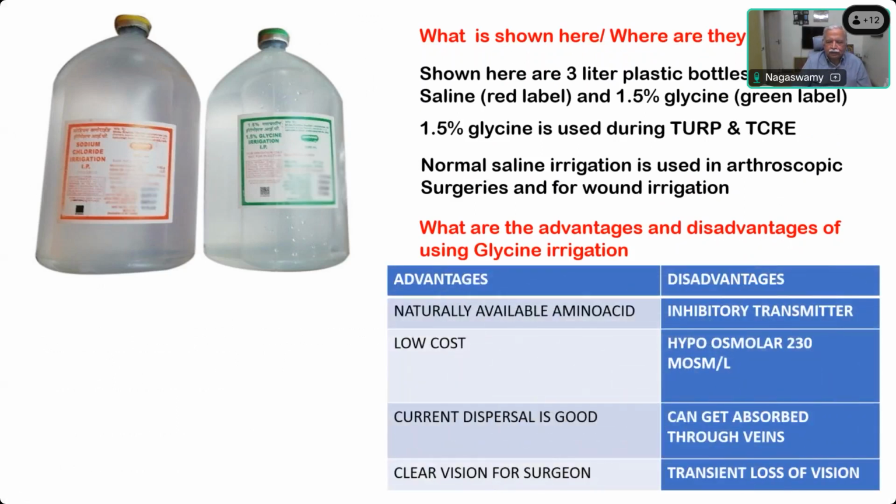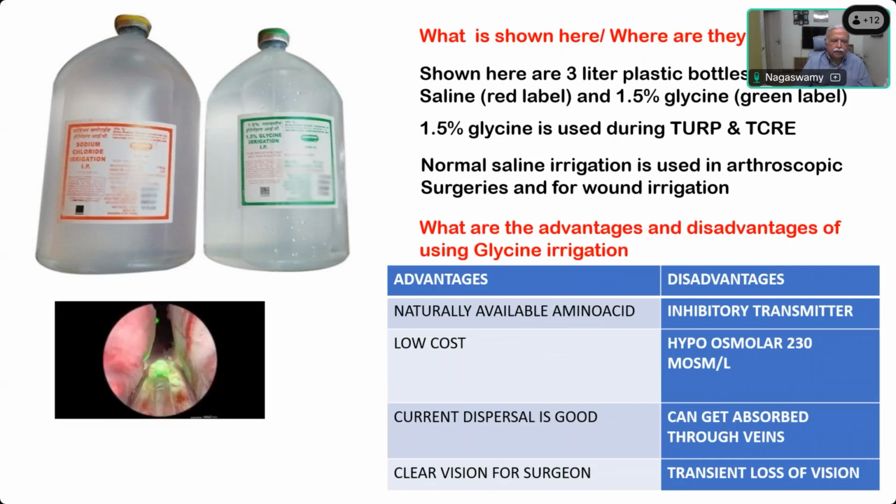So the advantages of glycine are: it is a naturally available amino acid, cost is low, current dispersal is good, and vision is good for the surgeon. Disadvantages: it is an inhibitory transmitter, so it may cause cerebral depression. It is hypoosmolar compared to normal saline, so it can get absorbed through the venous channel, and transient loss of vision is one of the postoperative complications.